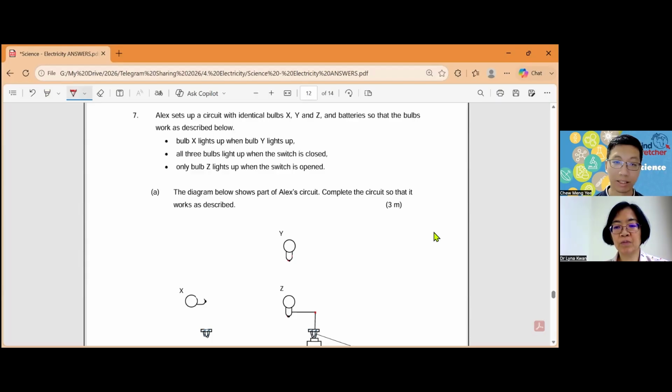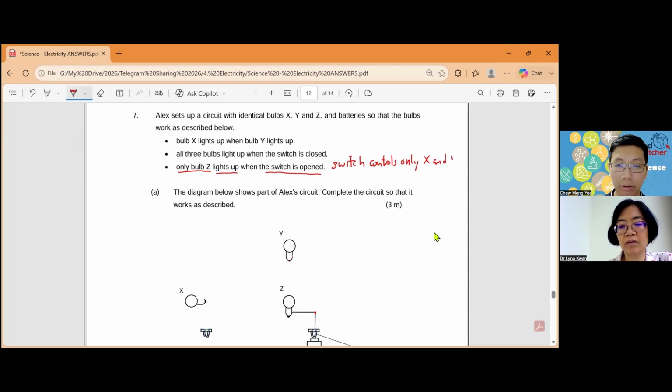All 3 light bulbs light up when the switch is closed. I still can't tell much from that. I cannot tell how they are connected. The third one: only bulb Z lights up when the switch is open. This tells us something. When the switch is already open, but Z is still lit up, that tells you that the switch does not control bulb Z. The switch controls only X and Y. That is something I can conclude, because Z is still lit up, but X and Y have gone off.